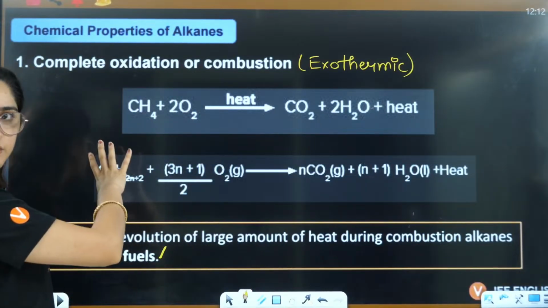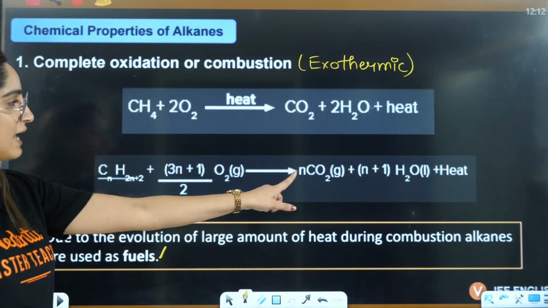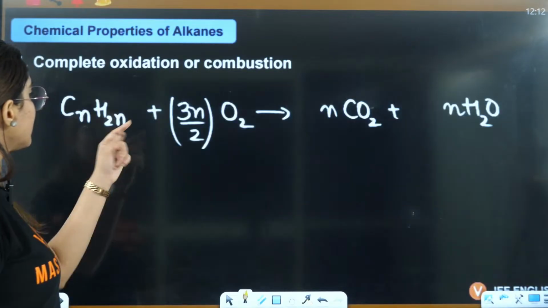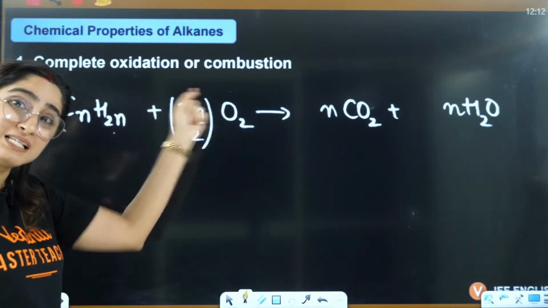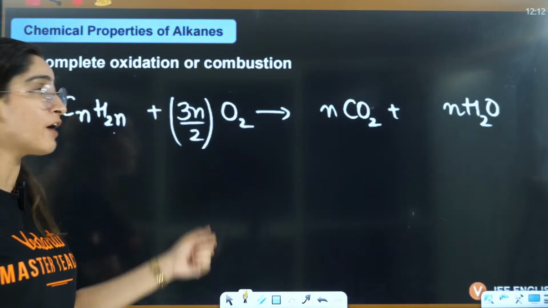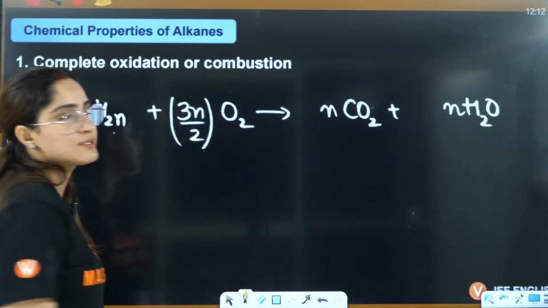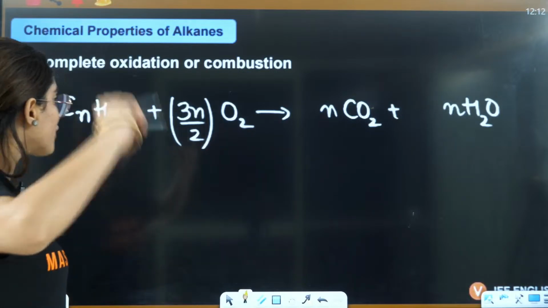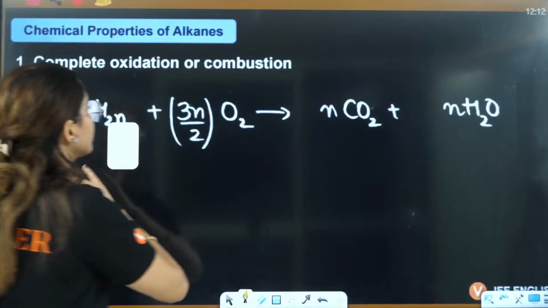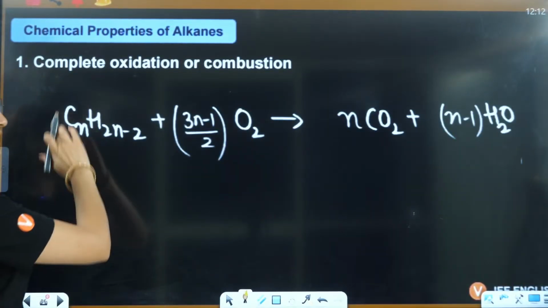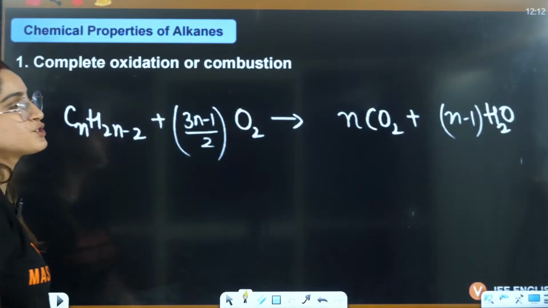This is the simple alkane formula, (3n+1)/2. This is n, this is n+1. Here if it is an alkene, instead of (3n+1)/2, you are just writing 3n/2. And here it is n, here also it is n. Now in case of alkyne, you will subtract 1 here, you will subtract 1 here, and that will be your answer. Okay, so for alkyne, subtract 1 here, subtract 1 here, and that is your answer.